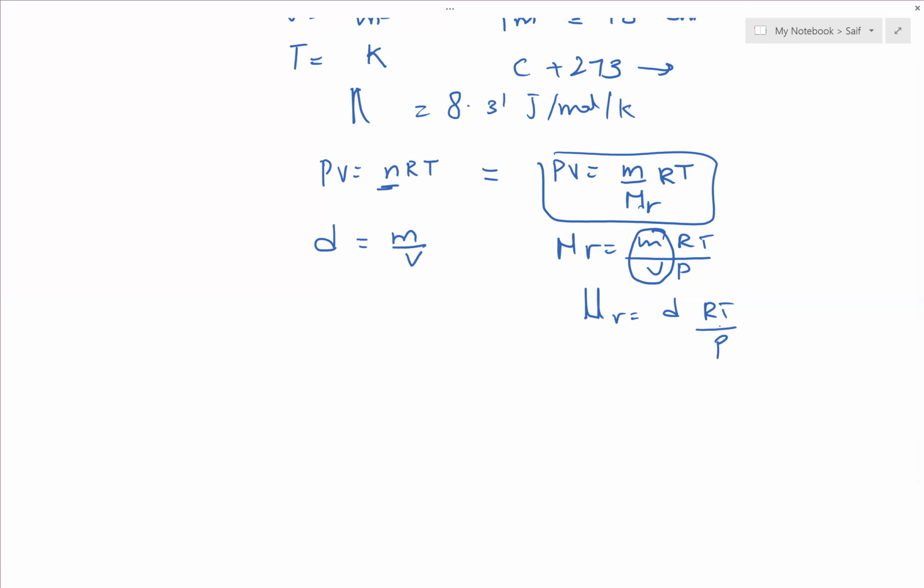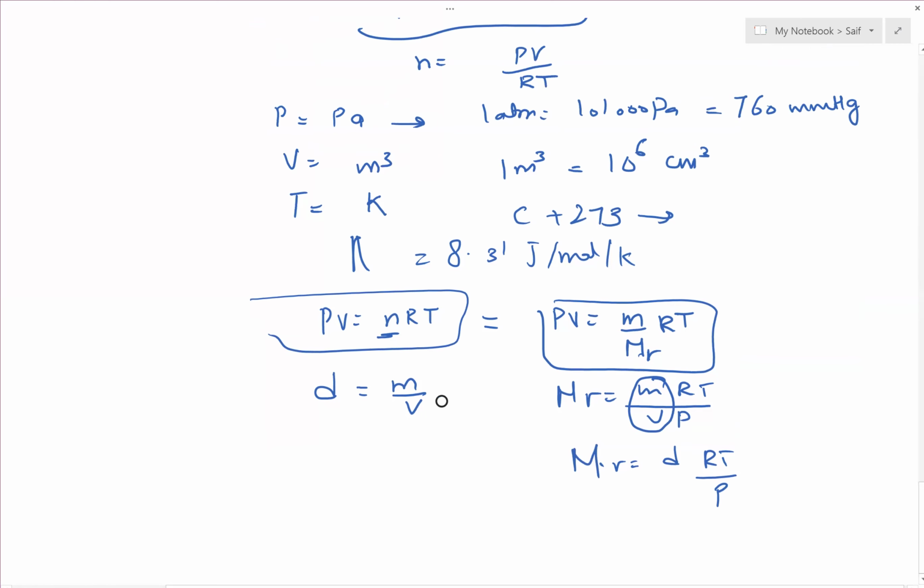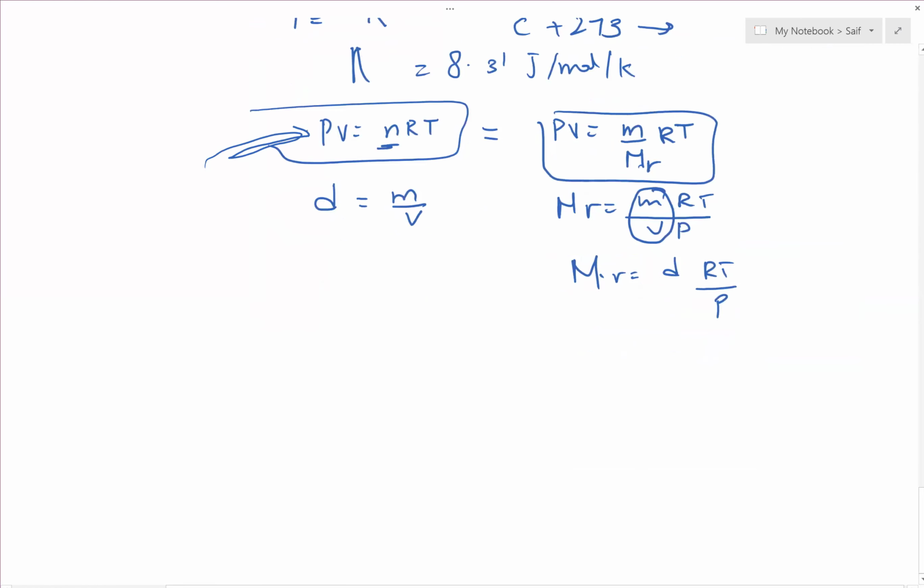Are you getting these? Yes. So see, we can convert from one equation. You can do a lot of calculation either for PV, for MR, for density, or for RT. So many of the equations can be done from here.